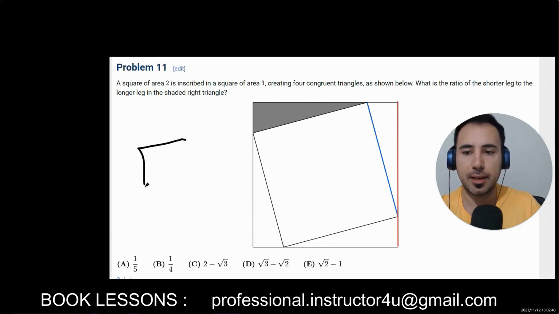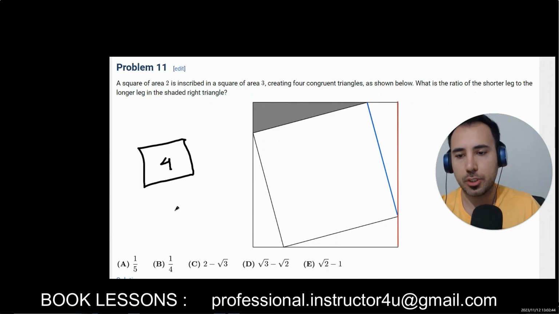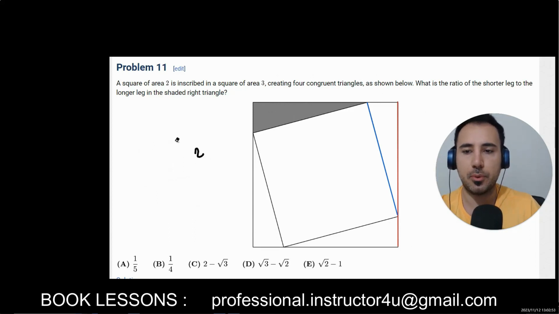If I told you we have a square and the area of the square is 4, you would just go, okay, square root of 4 is 2. So you would just say the side is 2. Okay, so the same principle. The big area is 3, so the side of that will be square root of 3. And the blue one will be square root of 2.